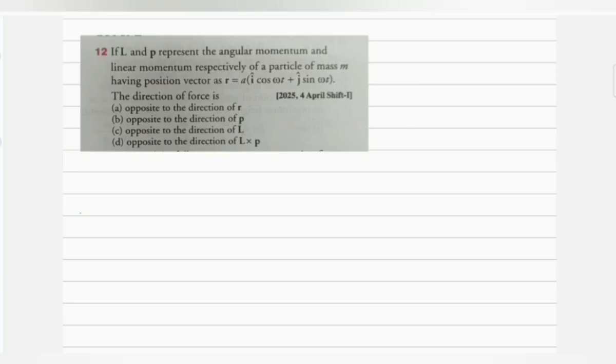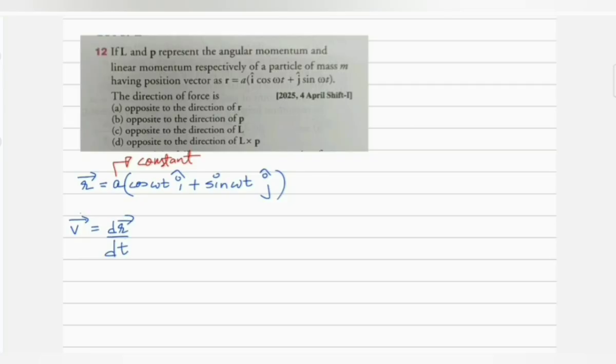Students, the given position vector looks like this. R vector is equal to A times cos omega t i cap plus sin omega t j cap. Mind you, over here this A is not the acceleration, this A is basically a constant. So using this position vector we can find out velocity. Yes, velocity v vector is given by dr vector by dt. Velocity will be rate of change of position with respect to time.